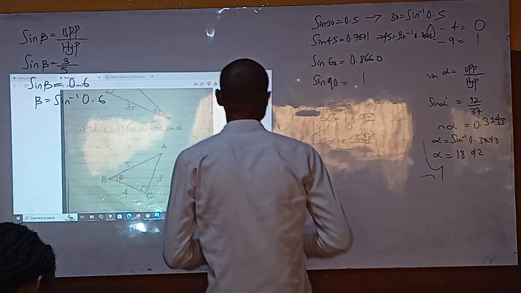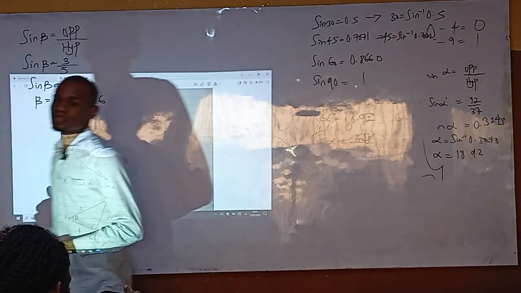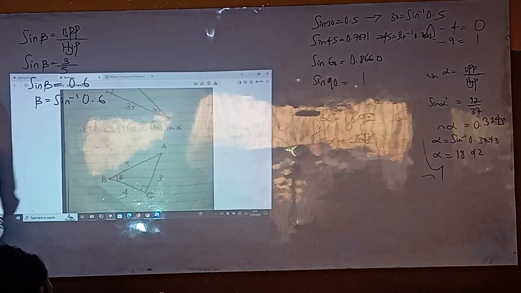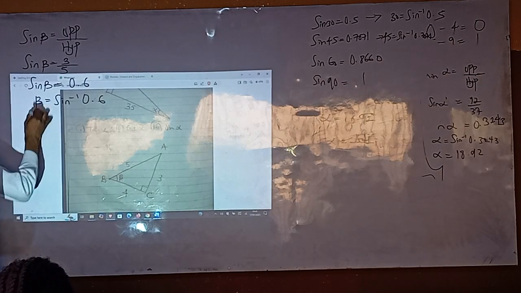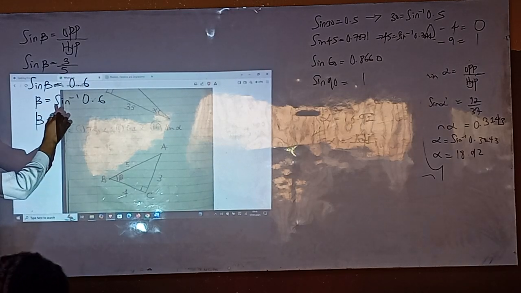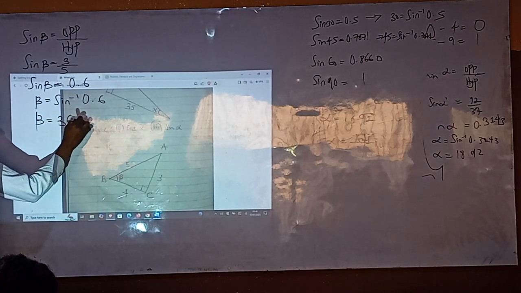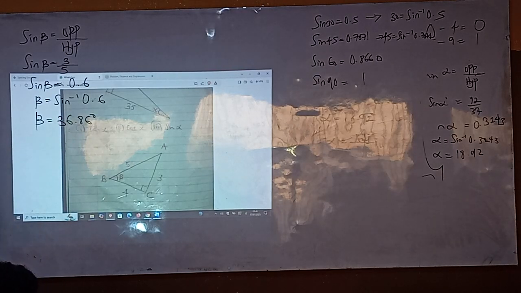So you have to be very, very smart once you have a calculator in your hand. So therefore, what is inverse sine of 0.6? It's 36.86 degrees.